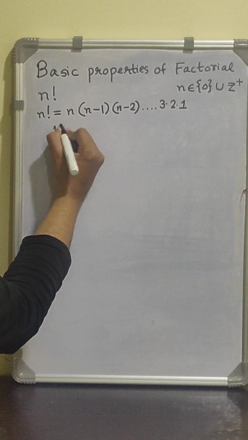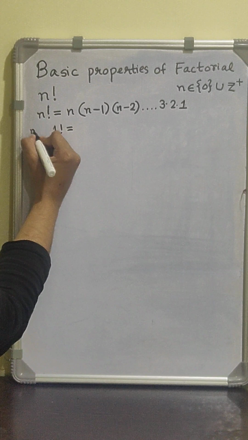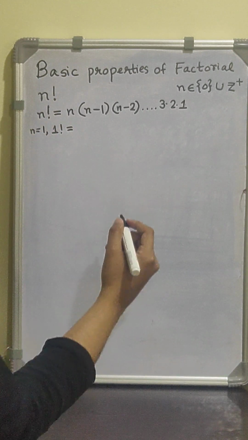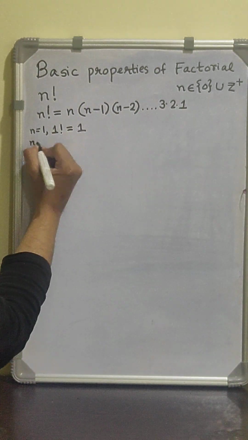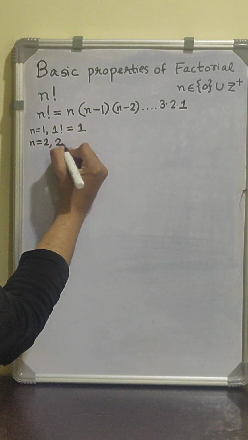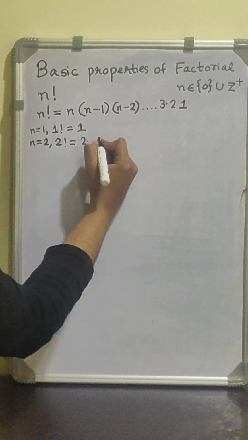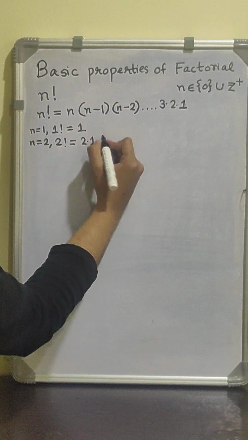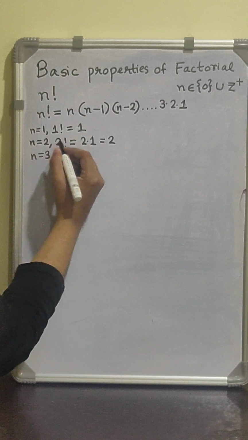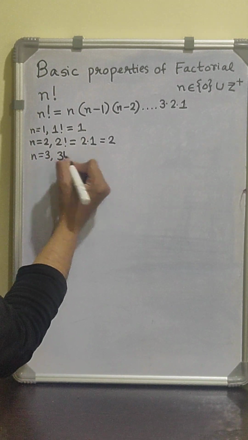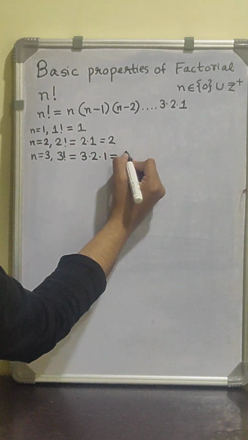So I'll take some real examples like 1 factorial. So n will be 1. So 1 factorial will be just 1. If n is 2, then 2 factorial will be 2, all the integers from 2 to 1. The product of them is 2. 3 into 2 into 1, 6.